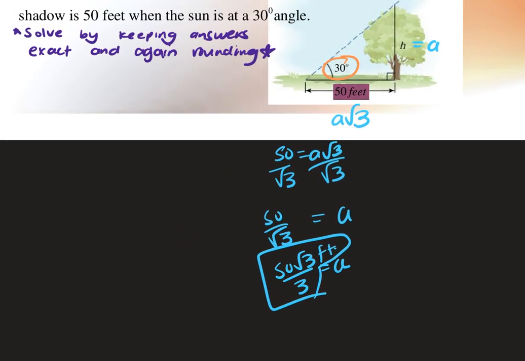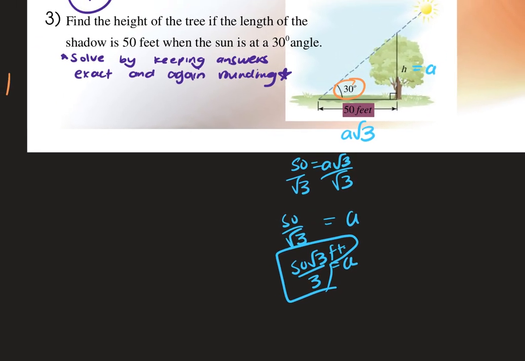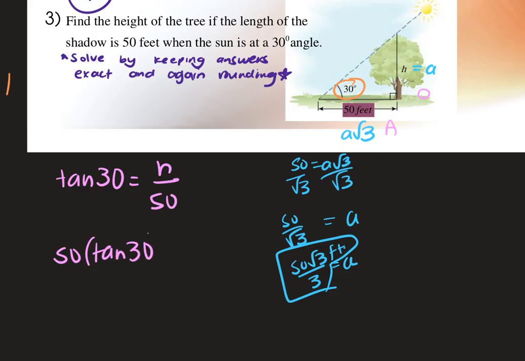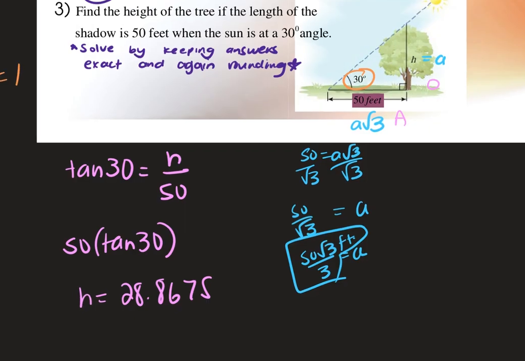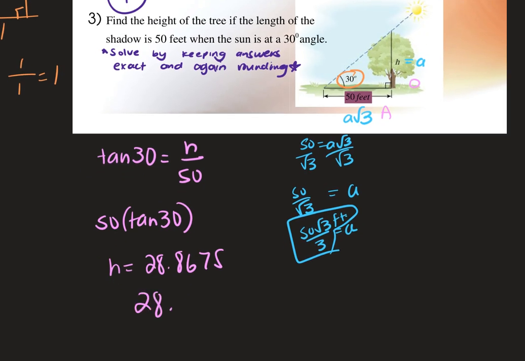If you did it with any other angle other than 30, 60, or 45, or it said round it, then we use SOHCAHTOA. The H is opposite, the 50 is adjacent, and I would say the tan of 30 degrees equals H over 50. Then in the calculator, I'm going to do 50 times the tan of 30 degrees, making sure my calculator's in degrees: 50 tan 30. I get the height is 28.8675. If I told you to round it, I think I said nearest 10th, it'd be 28.9 feet.